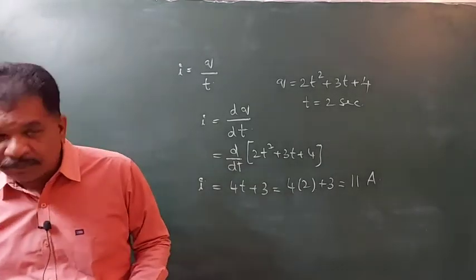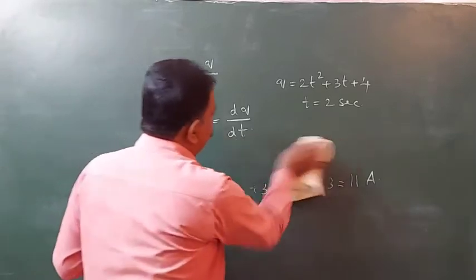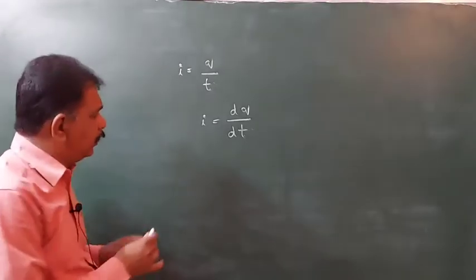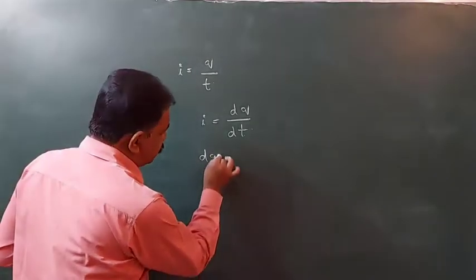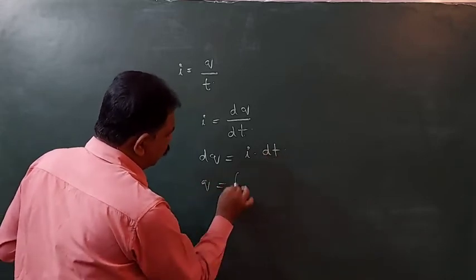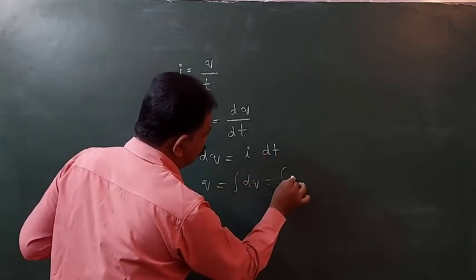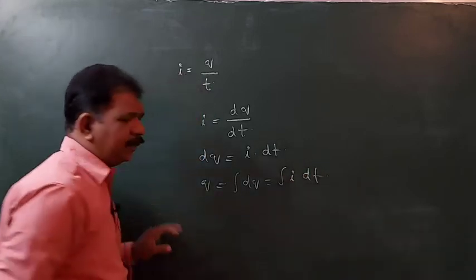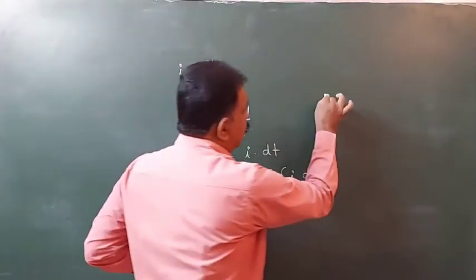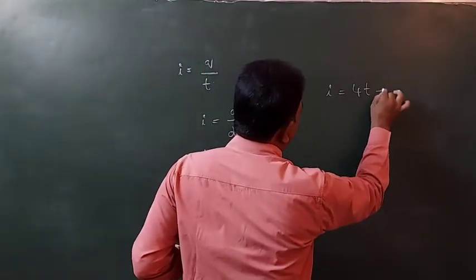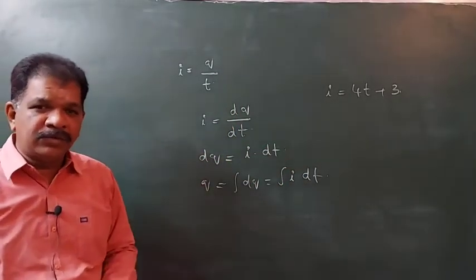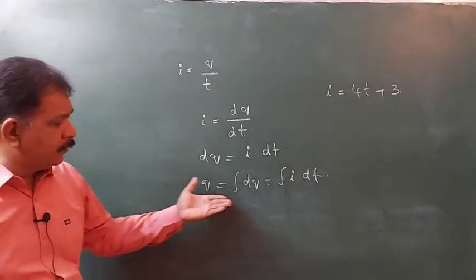Like that also questions will be there. Then what we have to do? From I is equal to dq by dt, dq is equal to I into dt, so q is equal to integral dq, integral I dt. I is given, that is time dependent. I is equal to 4t plus 3. Find the charge at t is equal to 2 seconds. Like that questions will be there.